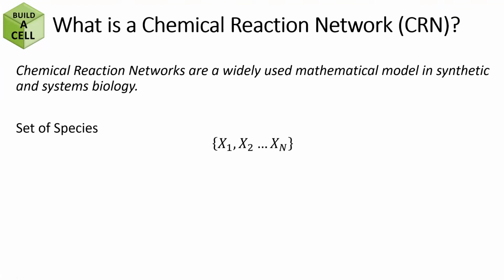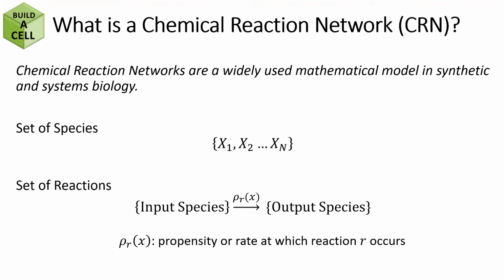So we're going to see a little bit of math here. We have a set of species, which I'm calling x1 through xn, but these can be anything you want. They could be genes, they could be molecules, they can be atoms, they can be abstract symbols. I'll give you some examples in a second. You then have a set of reactions where your input species become output species at some rate or propensity for each reaction, which is a function, typically a positive function.